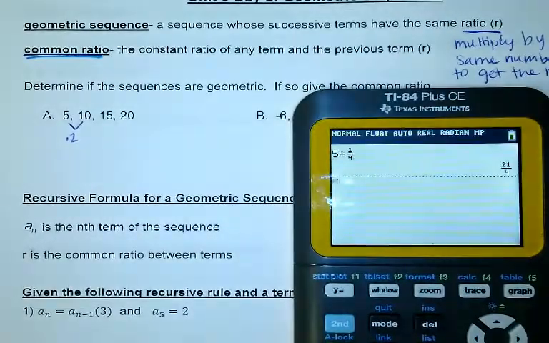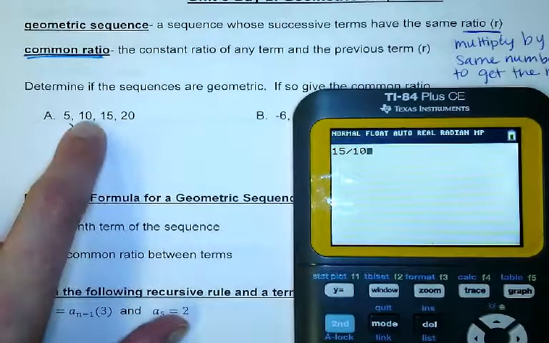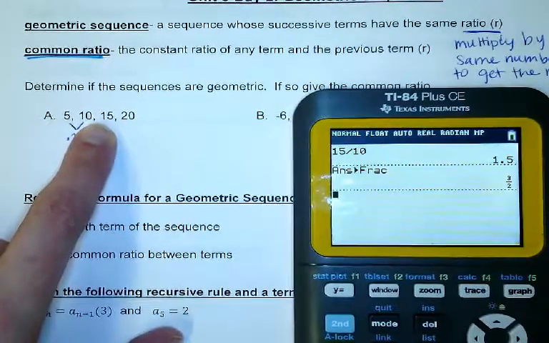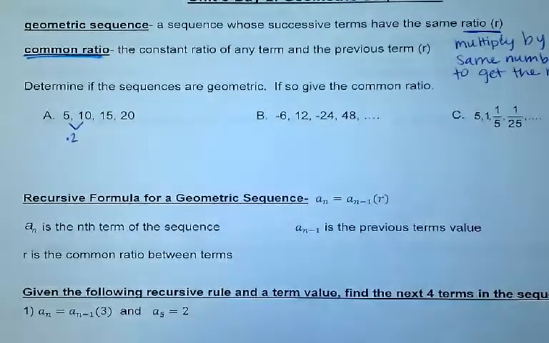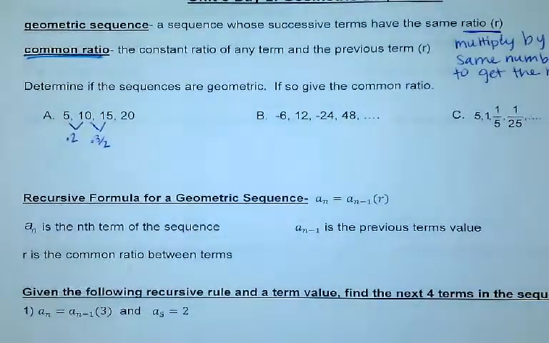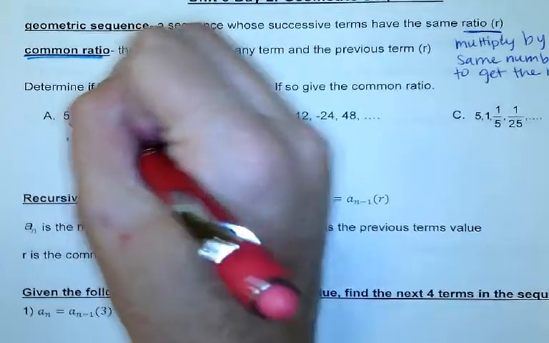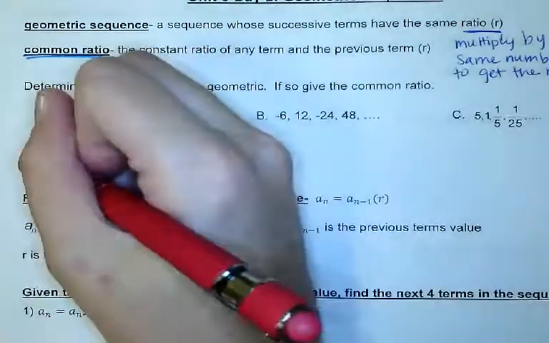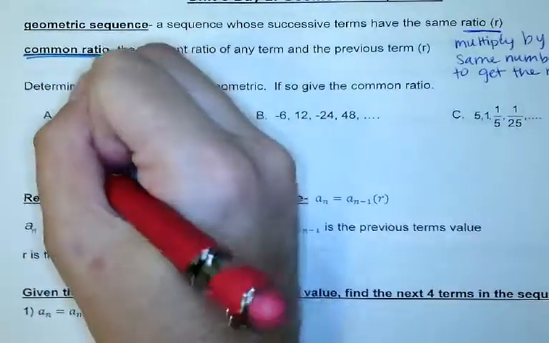If you aren't sure, what you can always do is say, well, 15 divided by 10, and when you do that, you get 1.5. I'm going to turn it back into a fraction, and we have 3/2. So we would be multiplying by 3/2. To get from 15 to 20, we would be multiplying by 4/3. So are we multiplying by the same thing every single time? No, this is not geometric.